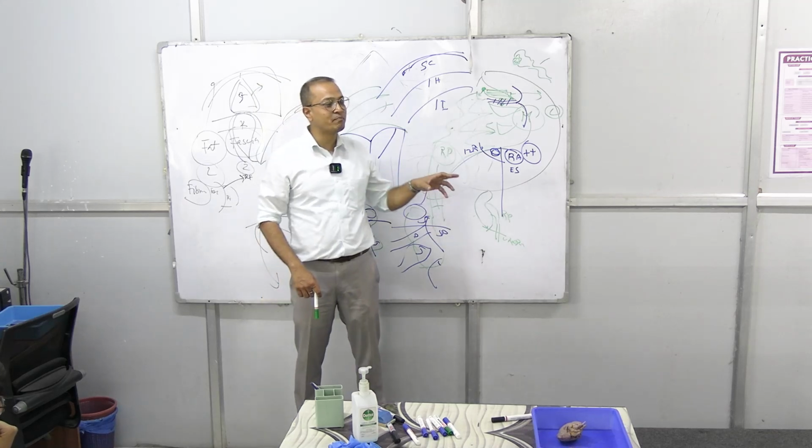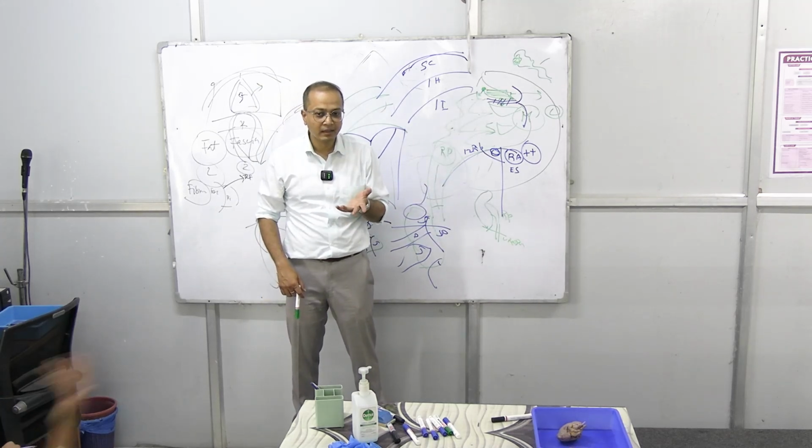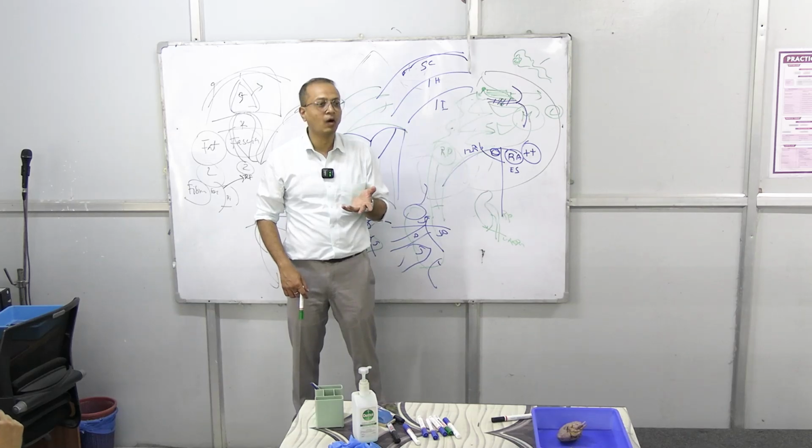So the kidney is approached from the front side or the back side? Why? It is more to the posterior.